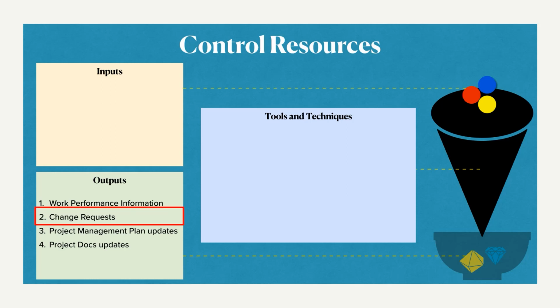The change requests are updated as output. The project management plan gets updated. What can get updated here? The resource management plan gets updated. The schedule baseline gets updated. Cost baseline gets updated. And the project documents also get updated. Like lessons learned register, issues, risk register. All these things are updated here.